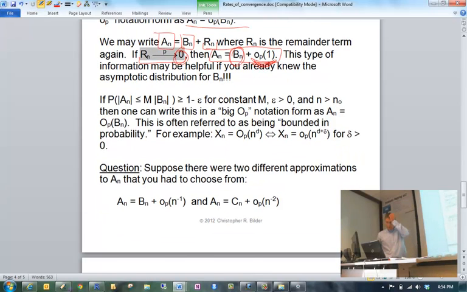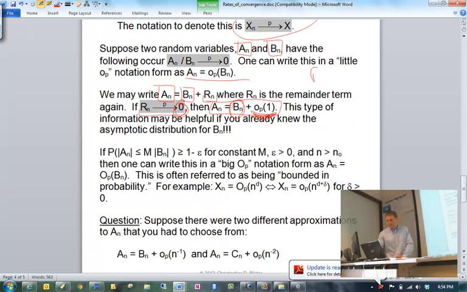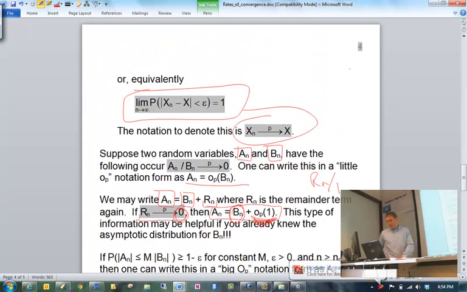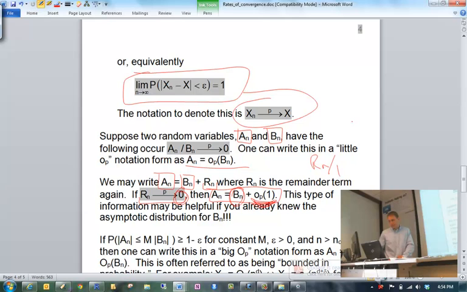Why is it o_p of 1? So take B sub n to be 1. Okay.